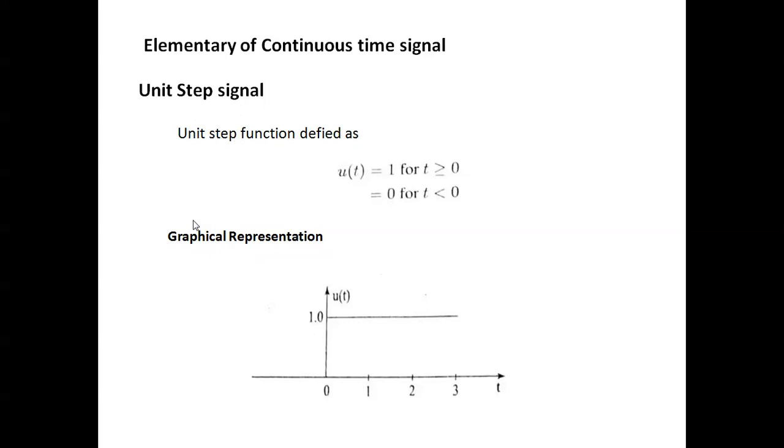Next one, elementary continuous time signals. So the unit step signal is there. The unit step signal means u of t is equal to 1 for t greater than or equal to 0, and 0 for t less than 0. So this is the unit step signal. This is the graphical representation for the unit step signal.